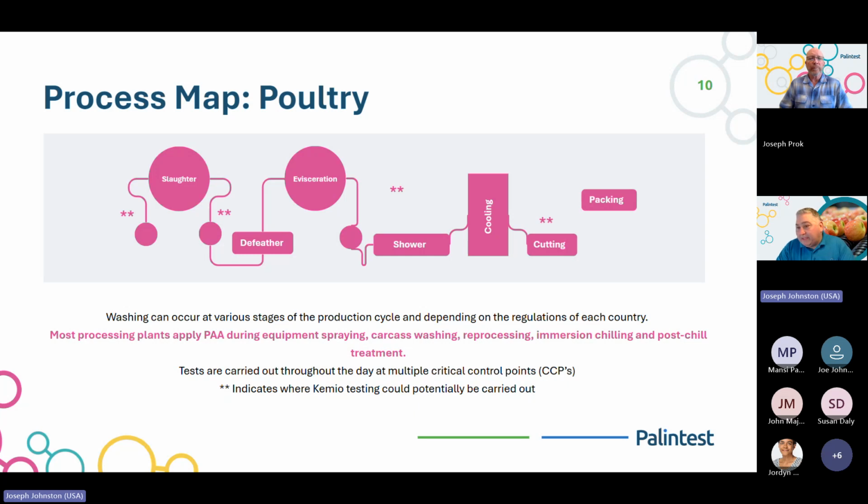Most processing plants that we're seeing, specifically with poultry, apply PAA during the equipment spraying, carcass washing, reprocessing, immersing, and chilling, and post-treatment. And in large measure, they're using Chemio as a test method. Additionally, we are seeing users working with both titration as well as the DPD drop tests that are very, very popular.